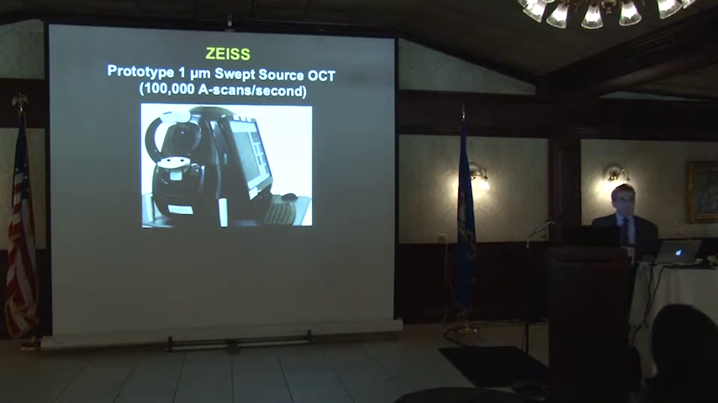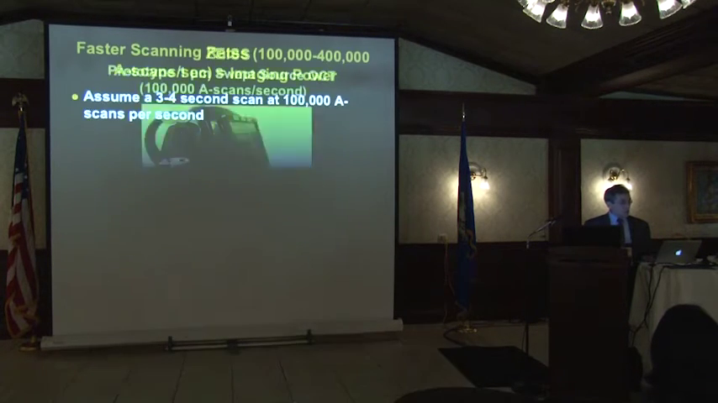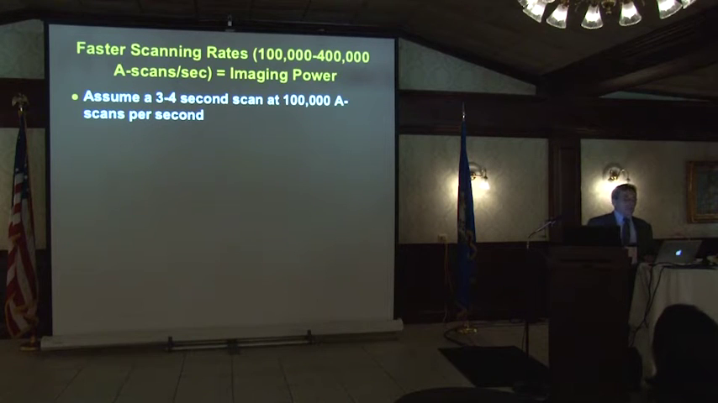And this is the prototype. Our prototype scans at 100,000 A scans per second. I collaborate with Jim Fujimoto. His is the instrument that everyone covets. It scans at 400,000 A scans per second. But the goal is to do with this instrument and the next generation, which scans at 200,000, what he can do with the 400,000 instrument. So faster scanning rates increases your imaging power.